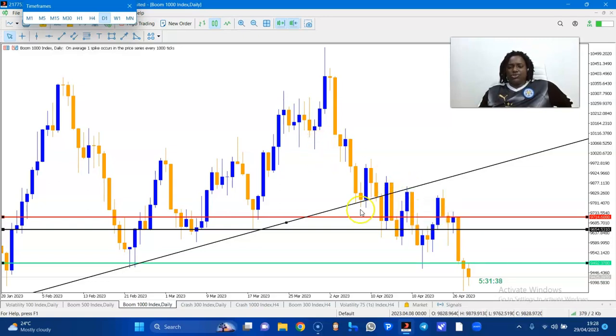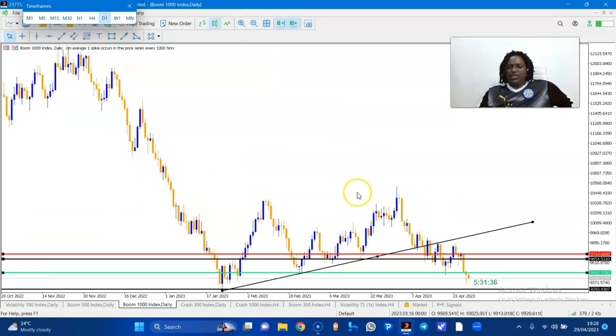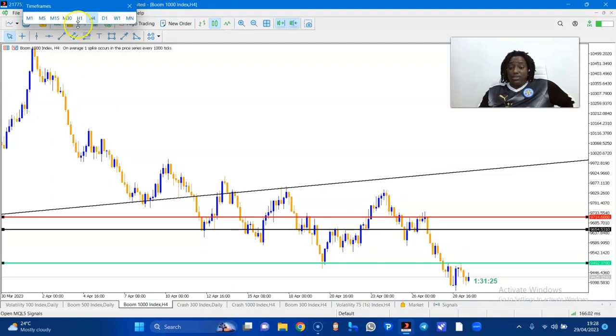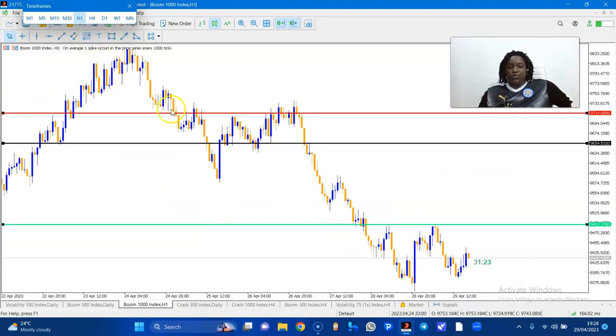I eventually took the trade when the retest happened, but that wasn't the only thing that I was looking out for. I saw this break of the trend line on the daily time frame. It looked good, but then again I went to smaller time frames to confirm other things, smaller time frames like the H4 and the H1, but my main focus at the time was the H1.